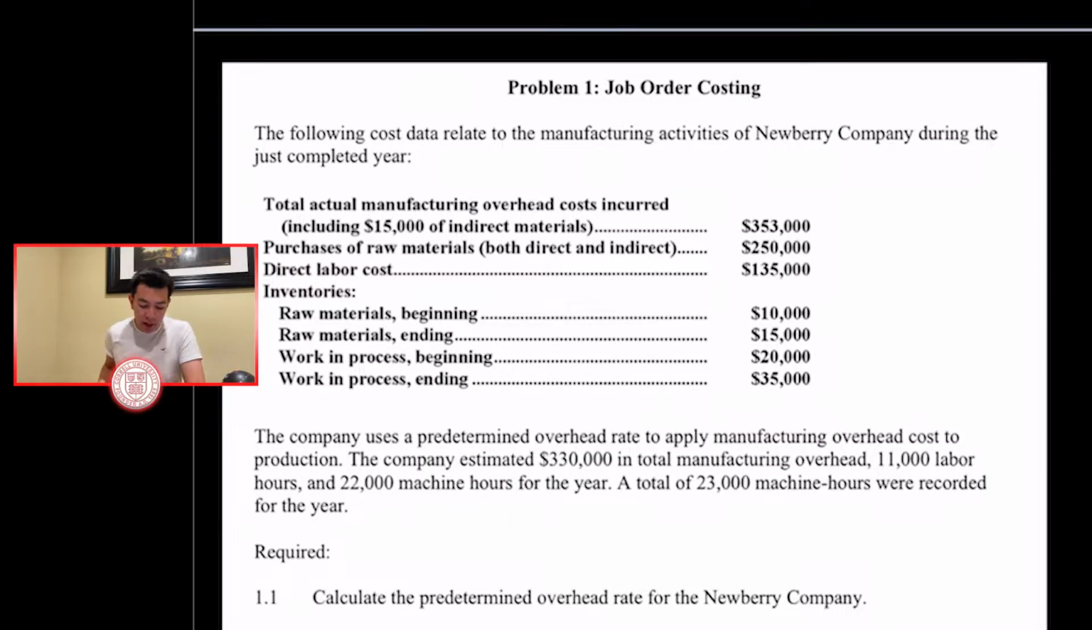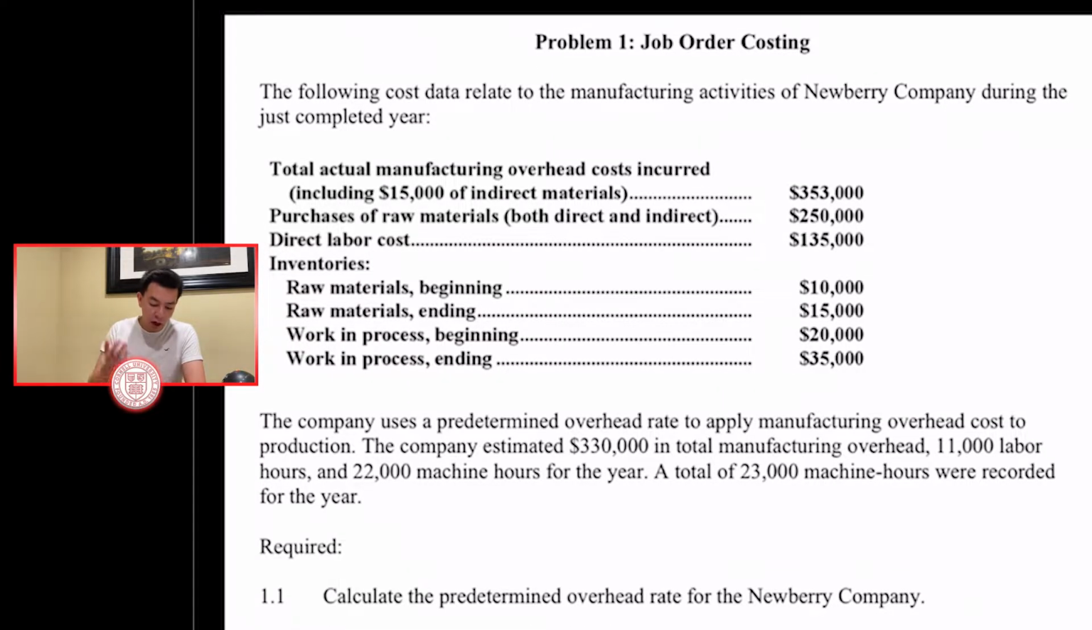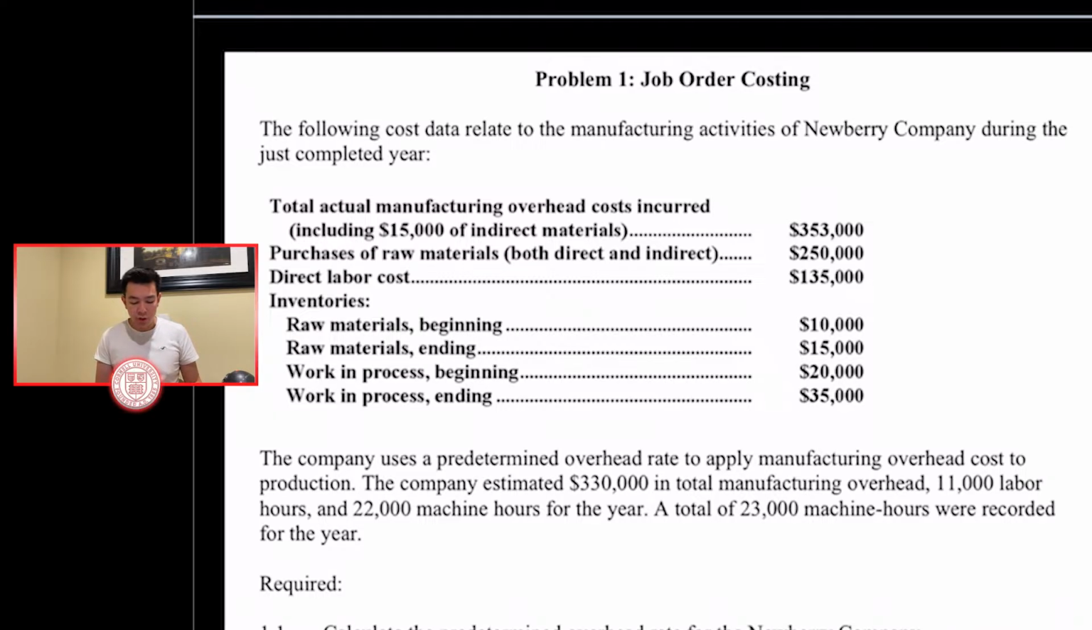So it says the following cost data relate to the manufacturing activities of Newberry Company during the just completed year. They give us a bunch of cost figures. And it says the company uses a predetermined overhead rate to apply manufacturing overhead costs to production. The company estimated $330,000 in total manufacturing overhead, 11,000 labor hours, and 22,000 machine hours for the year. A total of 23,000 machine hours were recorded for the year. And it says calculate the predetermined overhead rate for the Newberry Company.